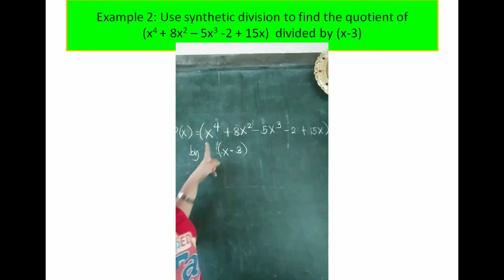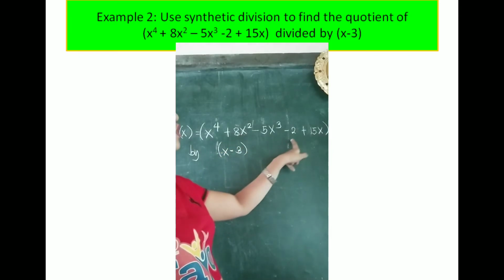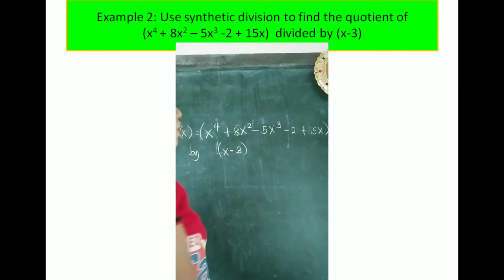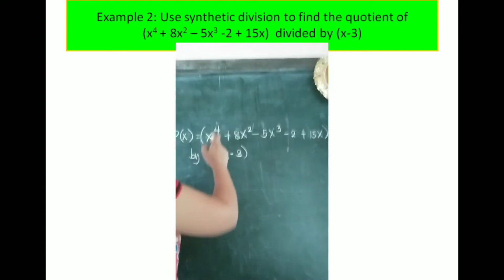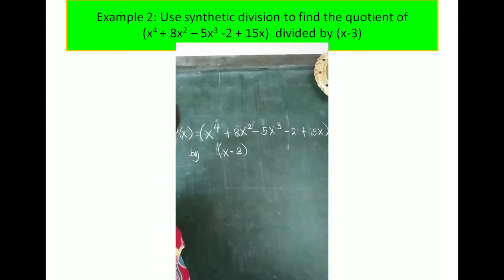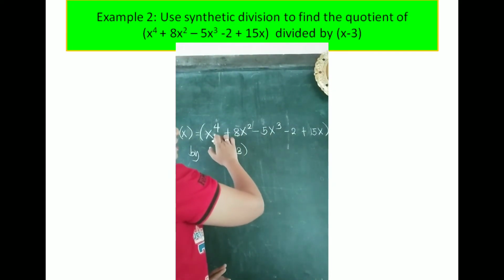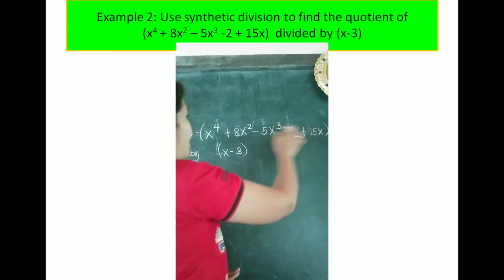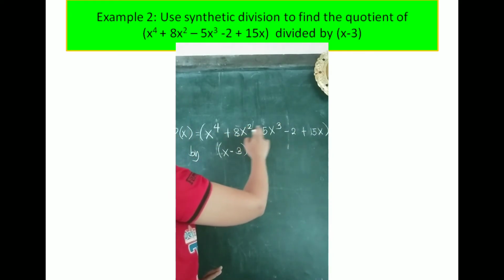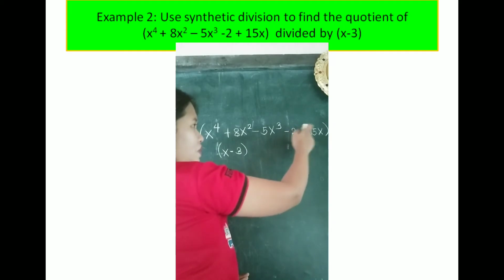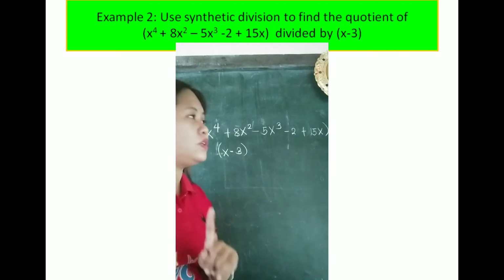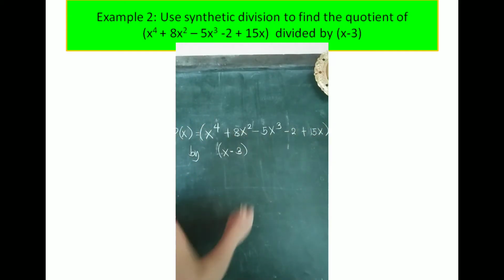So, by inspection, your powers are not in descending order: 4, 2, 3, 0, and 1. So what you're going to do, you have to arrange first.